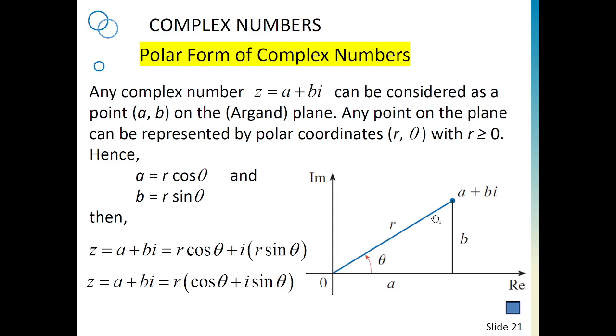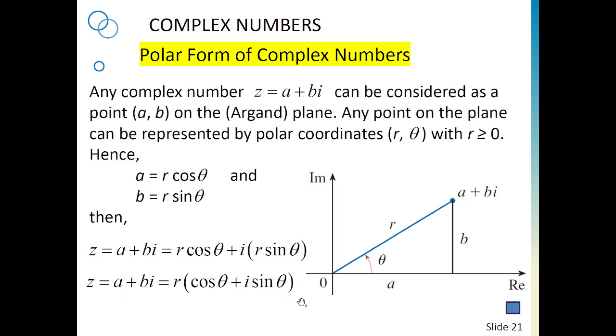r is obviously the distance, which is the modulus or the absolute value of the complex number, and theta, as we said, is the angle between the x-axis and the ray that connects the origin with the point. So this is the standard writing of a complex number, and this is the polar form. They are equal. r is the modulus and theta is the angle here. So essentially, for any complex number, we can write this.